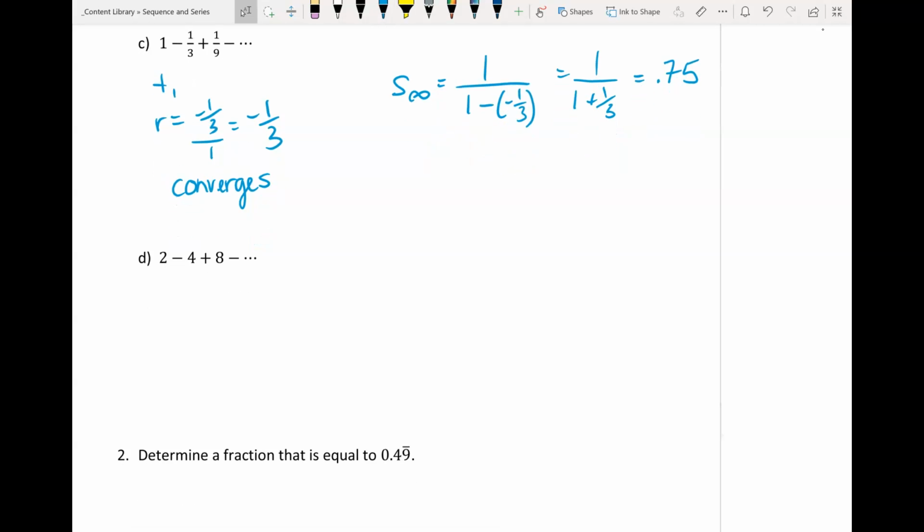One last example for this. We're going to find what r is. Our second term is -4. Our first term is 2. So r is -2. Now this is smaller than -1, which means that it is outside of the range of -1 and 1. So that means that this series diverges, and we can't find a sum for it.